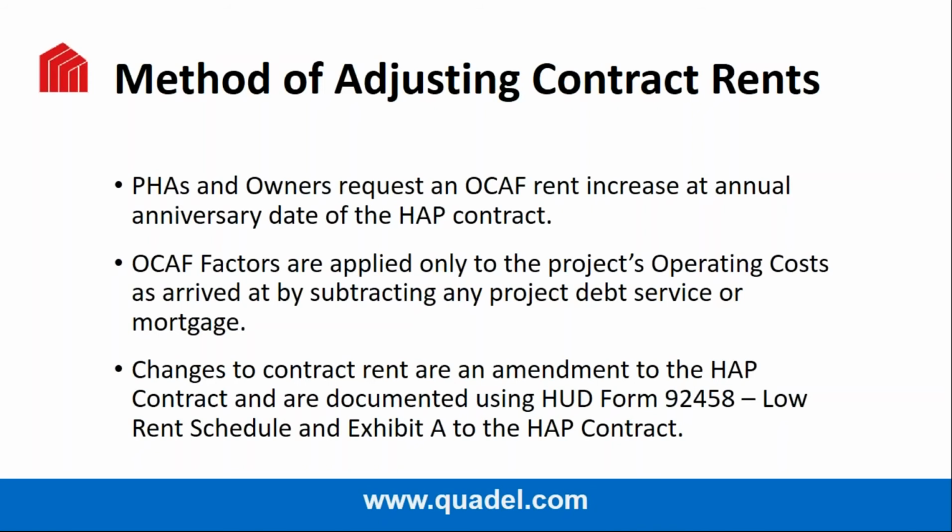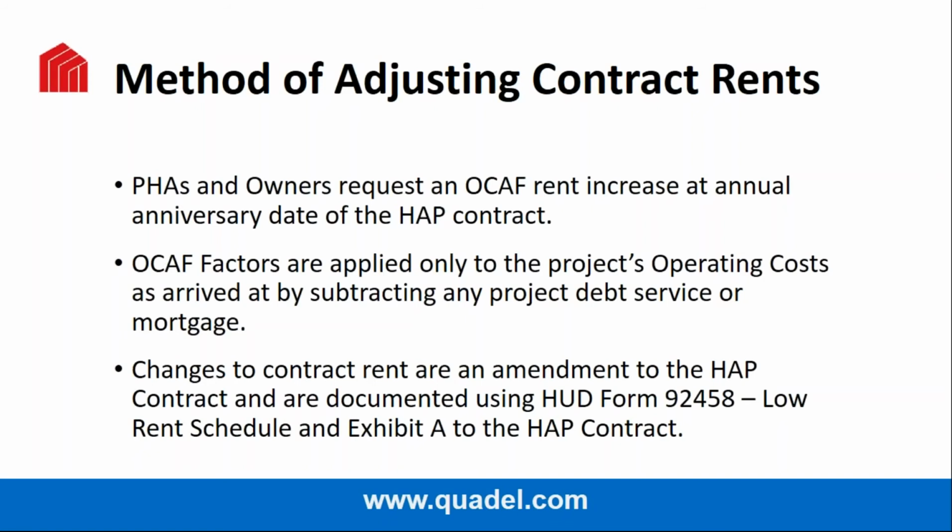PHAs and owners determine the project's operating costs by computing the amount of annual debt service on the project and subtracting the amount of debt service from the project's current annual expiring Section 8 rent potential. Debt service here, another side note, is normally a constant throughout the term of the contract and the term of the mortgage on the property, so it doesn't necessarily change, as opposed to other operating expenses such as utility costs, taxes, insurance, project supplies, and salaries. Normally these are things that fluctuate and increase each year, and that's why the OCAF is applied only to these so-called operating costs, hence the term OCAF.